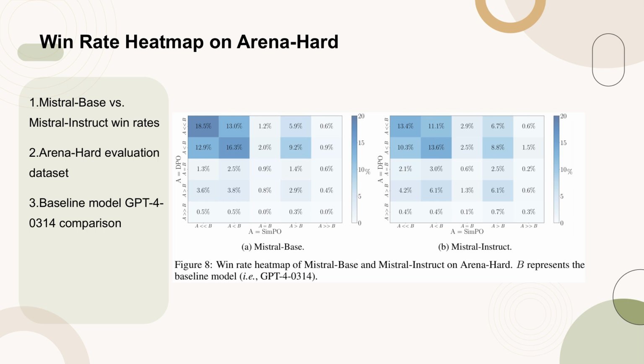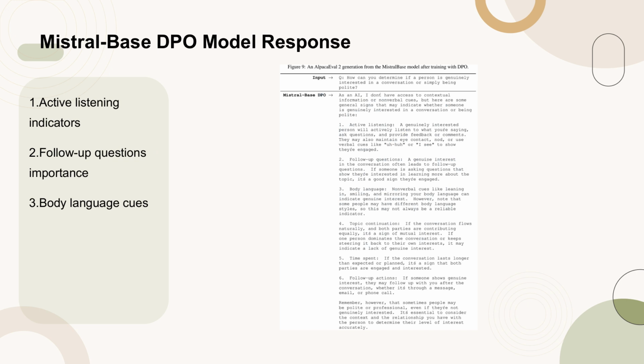Figure 9 presents an example of a response generated by the Mistral Base model trained with DPO. The input question is about determining if a person is genuinely interested in a conversation or just being polite. The DPO model's response lists several general signs, such as active listening, follow-up questions, and body language, to indicate genuine interest. This structured approach helps in understanding the relationships between different points, making the answer more readable and easier to comprehend.